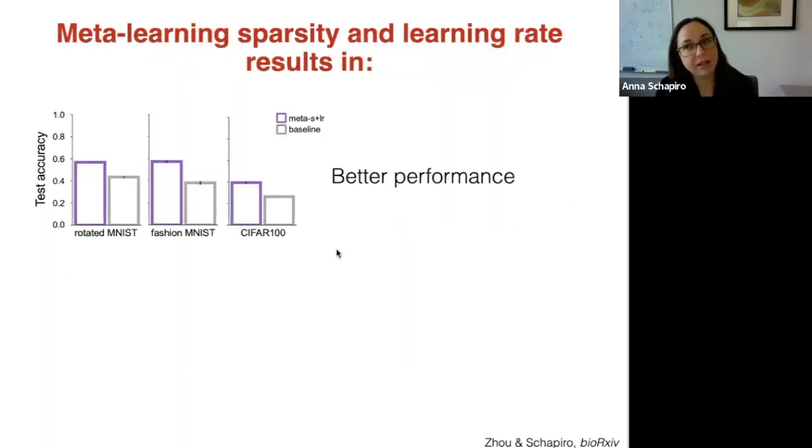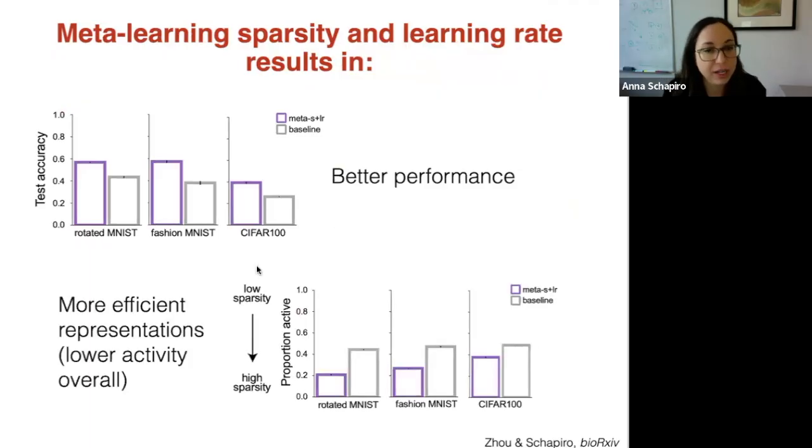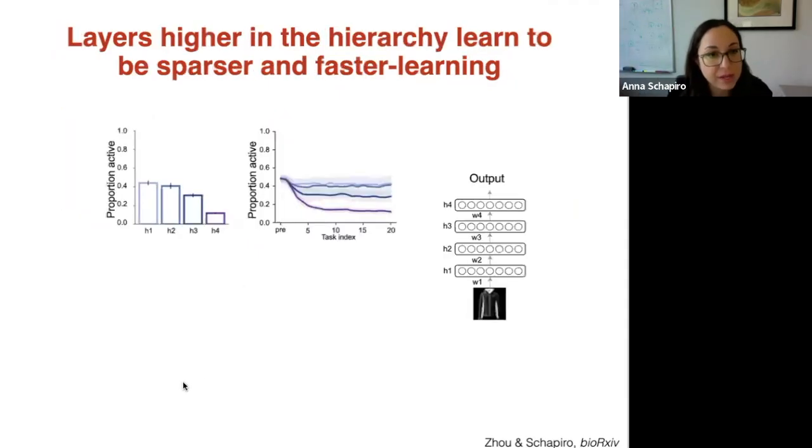So we find that meta-learning sparsity and learning rate results in better performance overall, so that's good. And then I think more interestingly for us, it results in more efficient representations overall. So it's just using, like, averaged across all of the layers, it's just using fewer units to solve these tasks. Okay, but here's our key question.